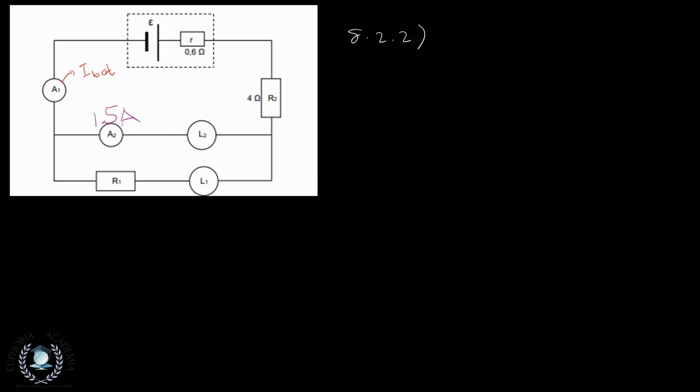As stated before, we're still going to use the power equation, because we know the rated power for L1 is 36 watts, and the voltage across it was given as 20 volts, and we're trying to find I1. When we do our algebra, we find that I1 is equal to 36 divided by 20, which gives a value of 1.8 amps.